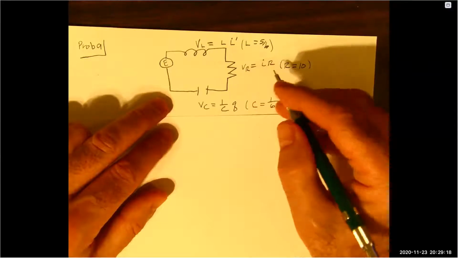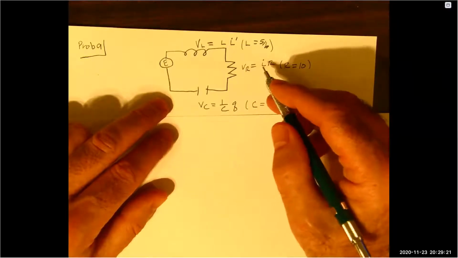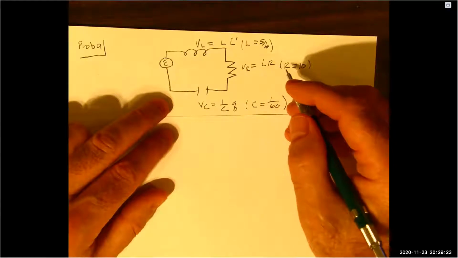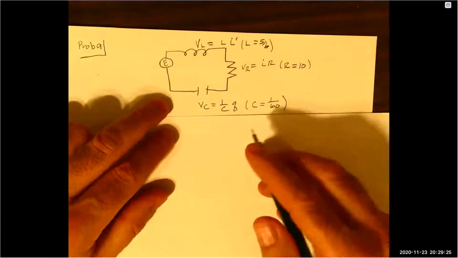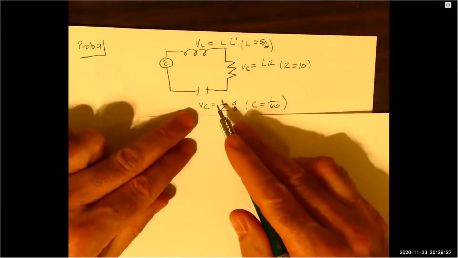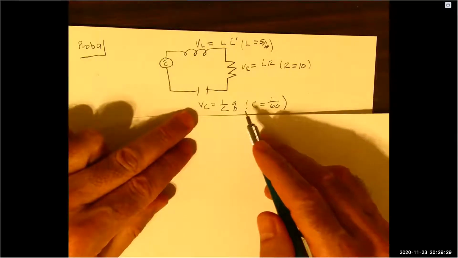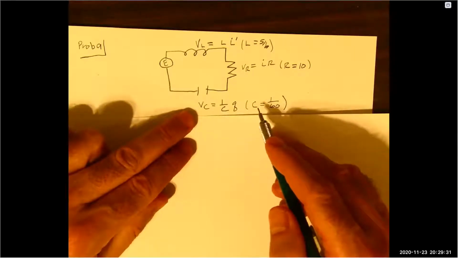The voltage drop on the resistance is given by Ohm's law. So it's going to be equal to I times R. And in this case, the resistance is given to be 10. And the voltage drop on the capacitance is 1/C times Q, and C is given to be 1/60.